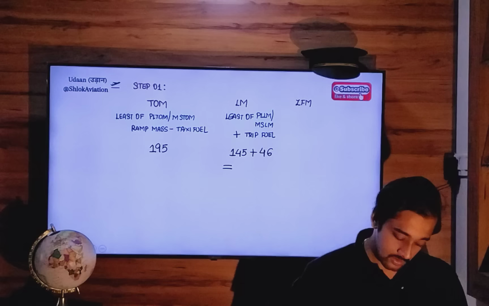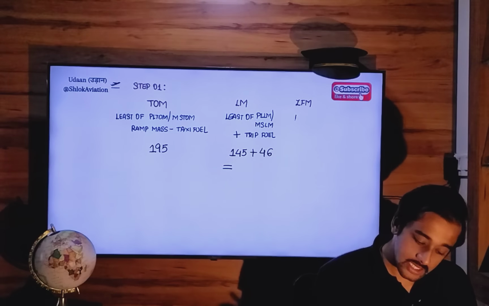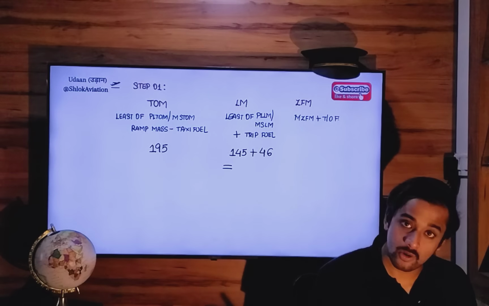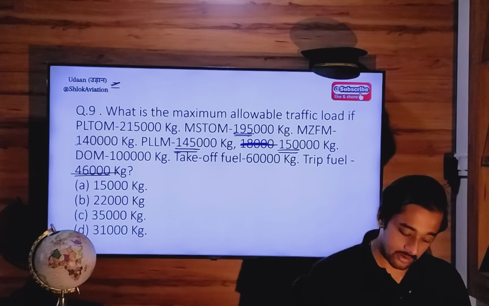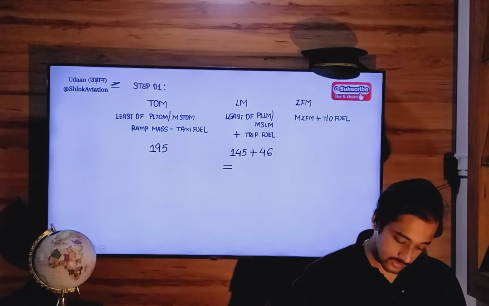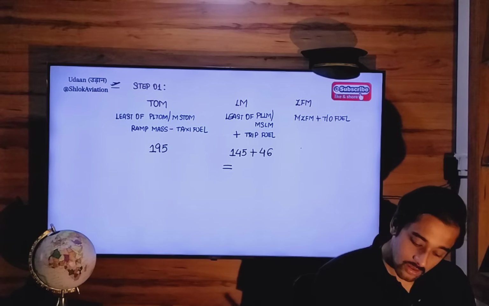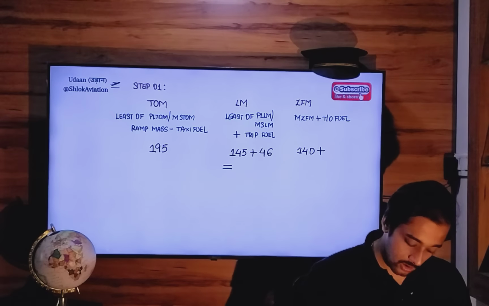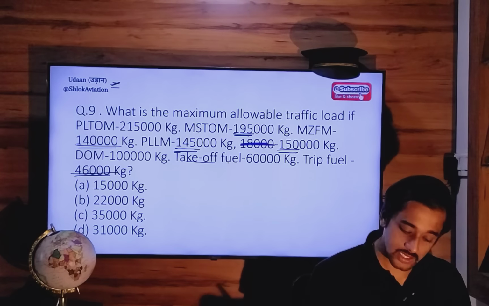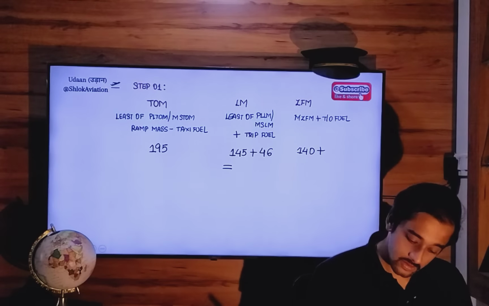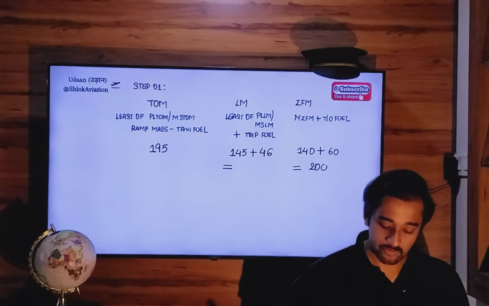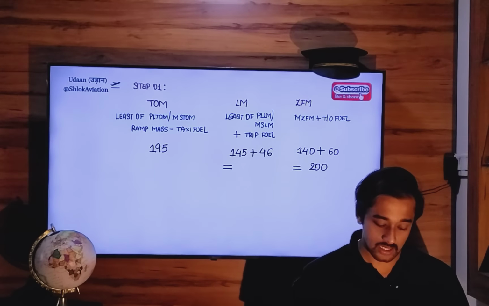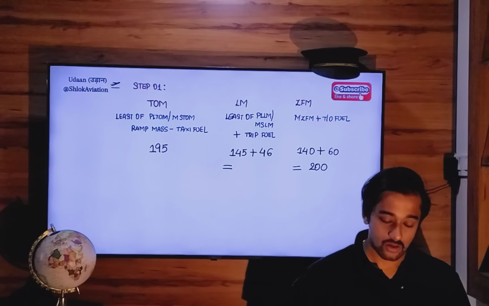Next, zero fuel mass column. In this column, the formula is maximum zero fuel mass plus takeoff fuel or fuel on board. So maximum zero fuel mass is 140,000 or 140. Takeoff fuel or fuel on board is 60,000, so 60. 140 plus 60 is 200. 145 plus 46 is 191.